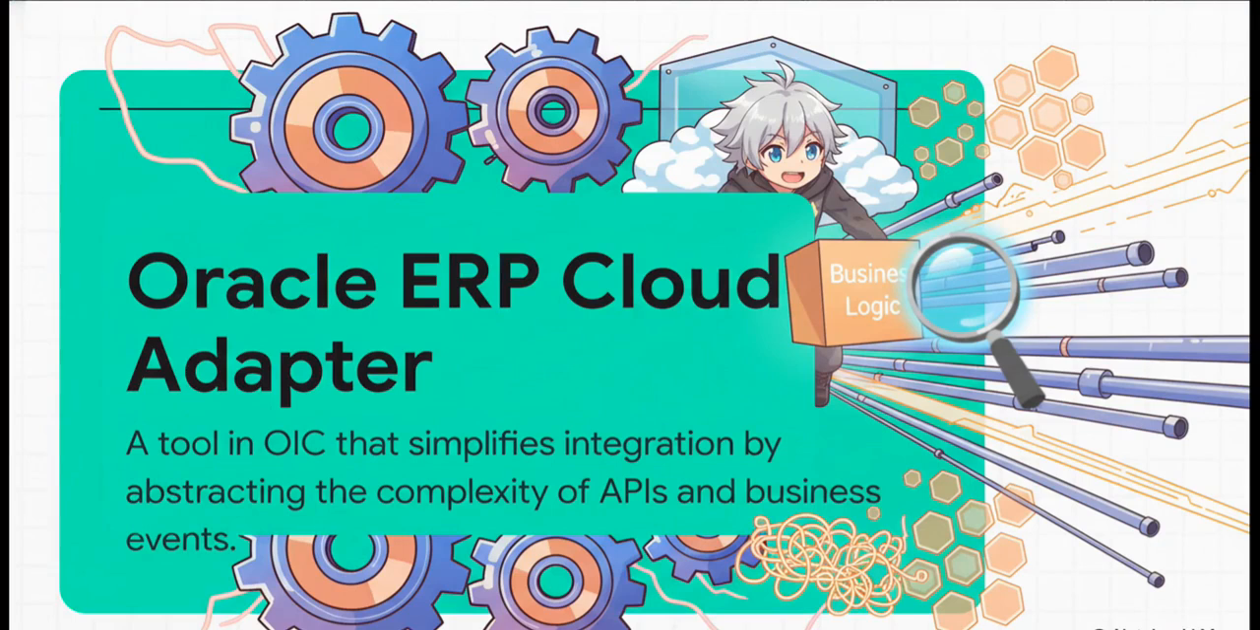So what is this thing really? The Oracle ERP Cloud Adapter is a key part of the Oracle Integration Cloud, what we call OIC. And its main job is to hide all the messy, complicated technical stuff behind the scenes. You know, the APIs and event handling. The key thing to get here is that it does all the heavy lifting for you so you can focus on what actually matters, the business logic, not the boring boilerplate code.